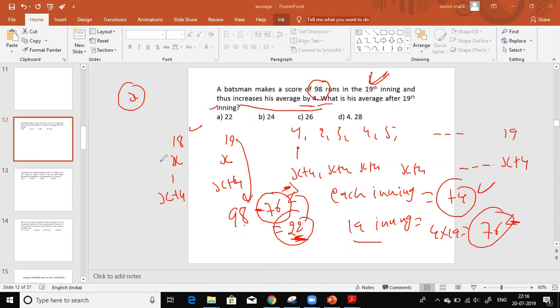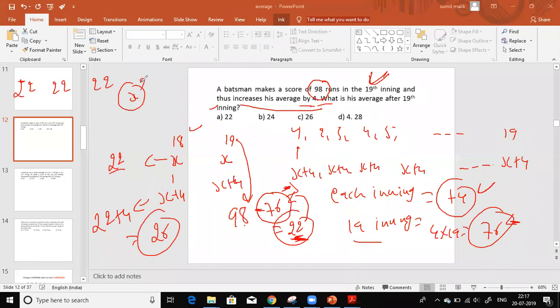22 means it is the old average. And what is the new average? 22 plus 4, that is 26. He has to score 22 in each inning, like that: 22, 22, 22, 22, up to the 18th inning. In the 19th inning, if he scored 22 runs, then his average will remain 22.